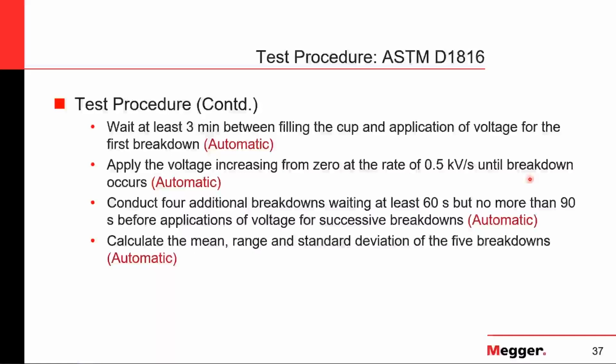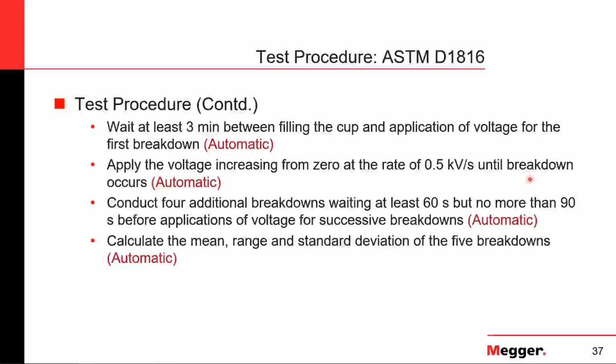Again, this is for ASTM D1816. For ASTM D877, of course, we need different electrodes. The gap is 2.54. For procedure A in ASTM D877, we're also going to do 5 breakdown measurements. The waiting interval between measurements, between breakdowns, is 1 minute. Okay, you can see it's pretty similar to D1816.